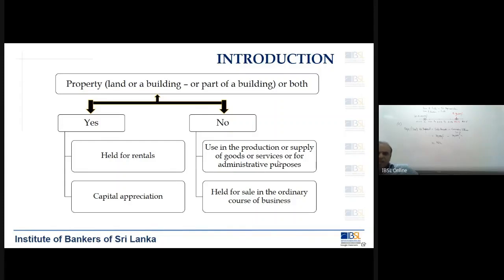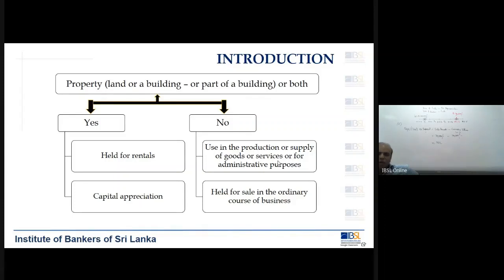Now who does this? Normally this is done by the property sellers. What do they do? They take a large piece of land and divide it into small plots of land and sell it. So even though they own this particular plot of land, it is not for the purpose of the business, but it is held for the purpose of sale, because their intention is to sell this larger piece of land or a building to outside parties.